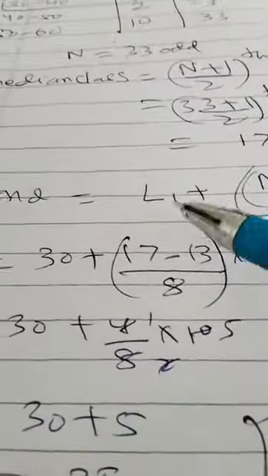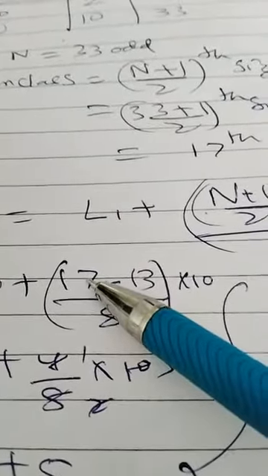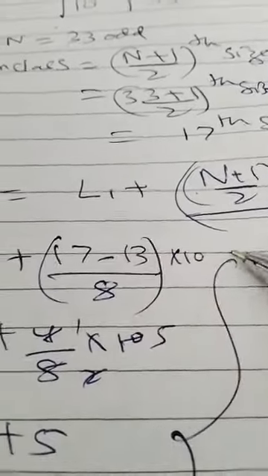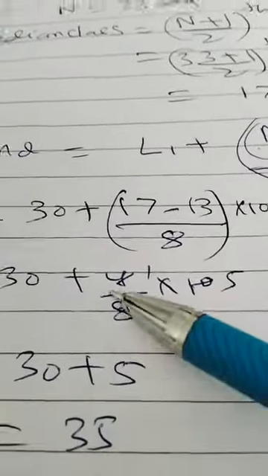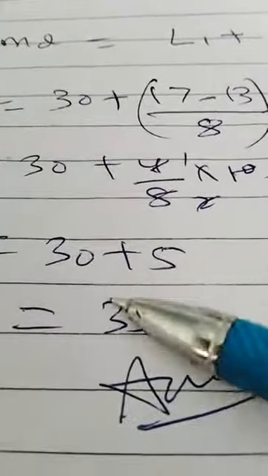Put these values. L1 is 30 plus ((n plus 1) by 2th value, which is 17, minus 13) by 8 into 10. That is 4 by 8 into 10. 4 2s are 8, 2 5s are 10, so 30 plus 5 is 35. 35 is the median. That is the answer.